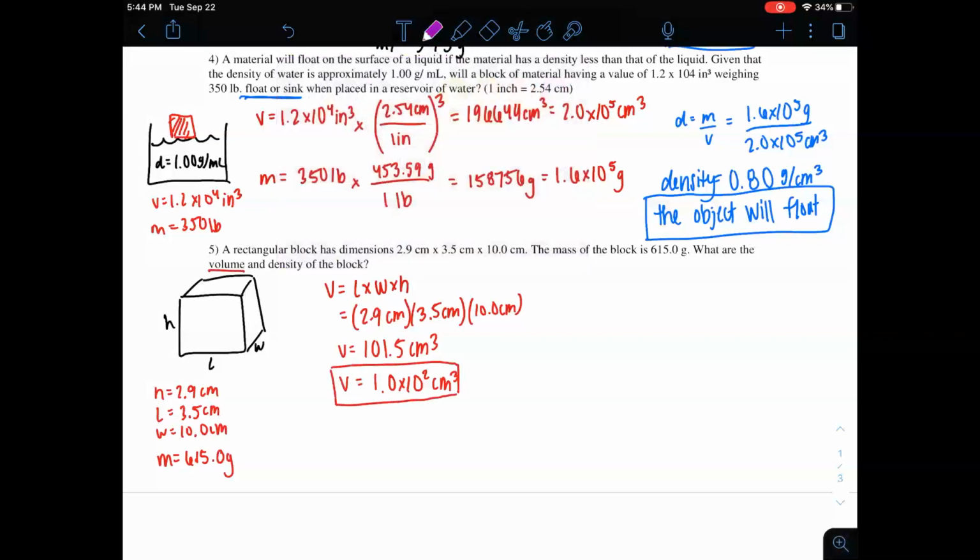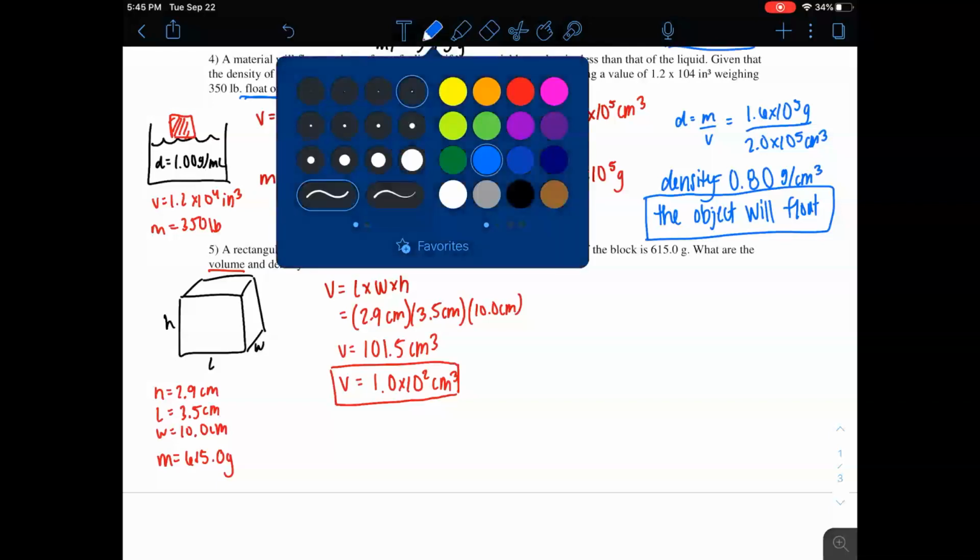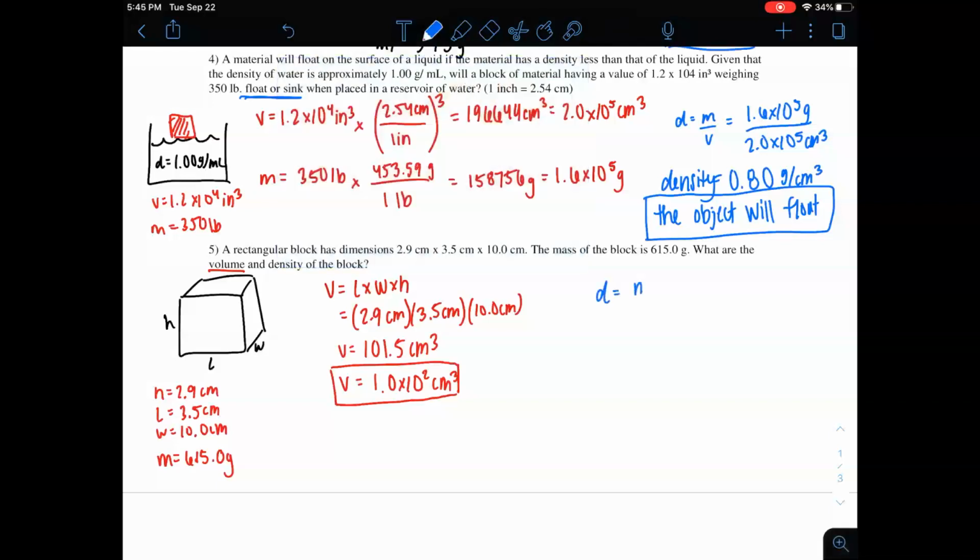Now density is going to be another plug and chug problem. So density is equal to mass over volume. Our mass is 615.0 grams over our volume of 1.0 times 10 to the second centimeters cubed. When I plug that into my calculator, I get out in proper sig figs 6.2 grams per centimeter cubed. That is going to be my final answer right there.